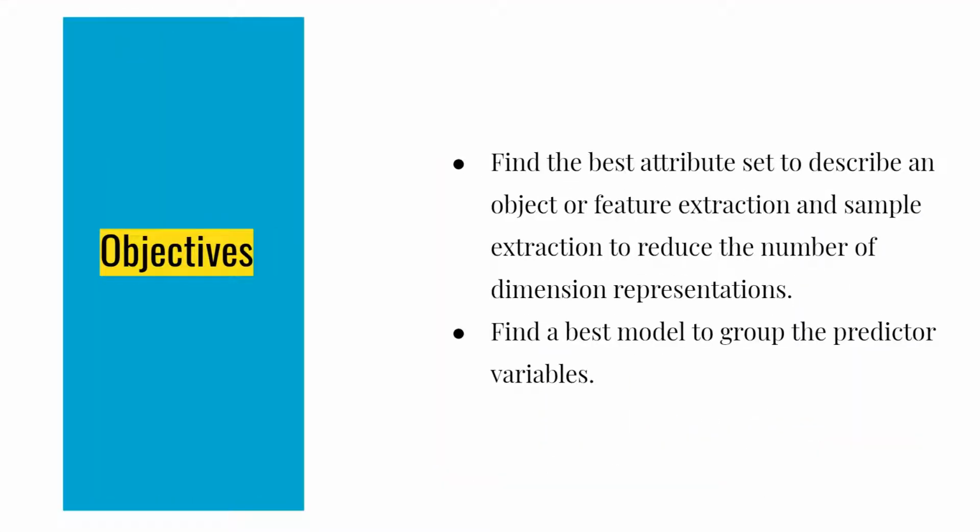The main objective of the two-group discriminant analysis is to find the best attribute set to describe an object, or feature extraction and sample extraction to reduce the number of dimensions in the representation of the model, and also to find the best model to group the predictor variable.